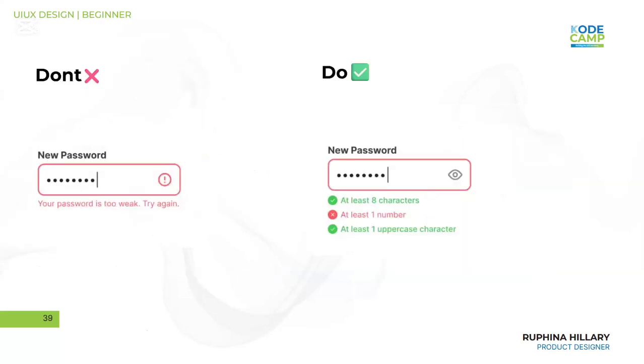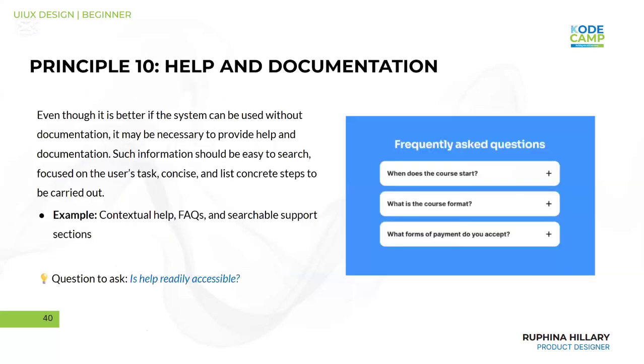That's principle 9. And now for the 10th principle, help and documentation. This is as simple as customer service, feedback, frequently asked questions. So even though the system can be used without documentation, it may be necessary to provide help. Such information should be easy to search, focused on the user's tasks, concise, and list concrete steps to be carried out. Examples include frequently asked questions, searchable support sections, and contextual help.